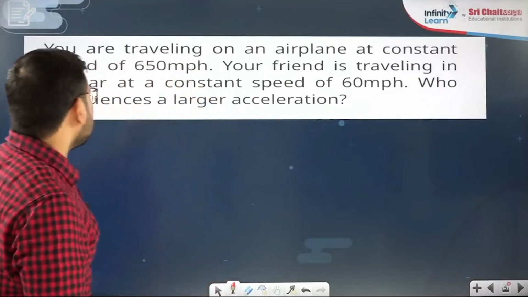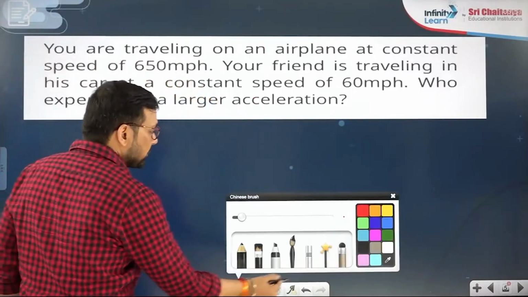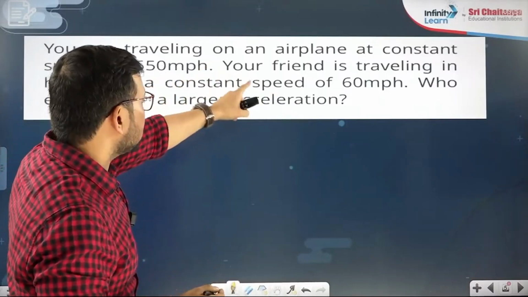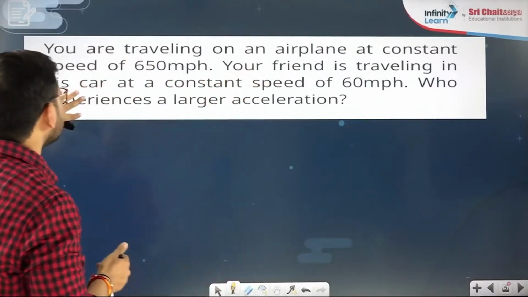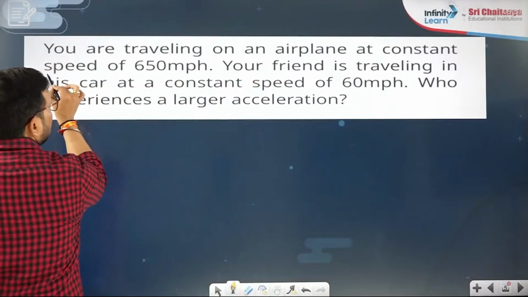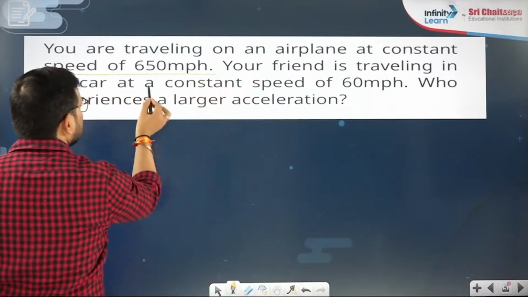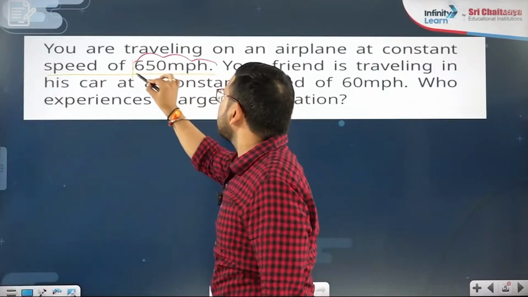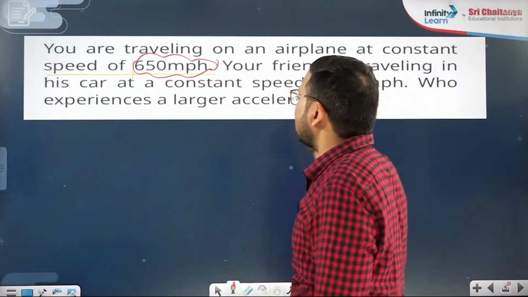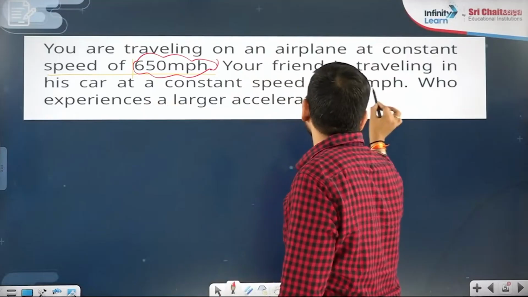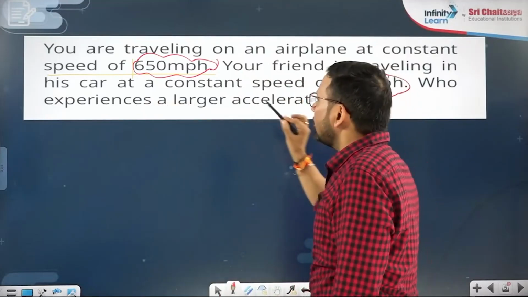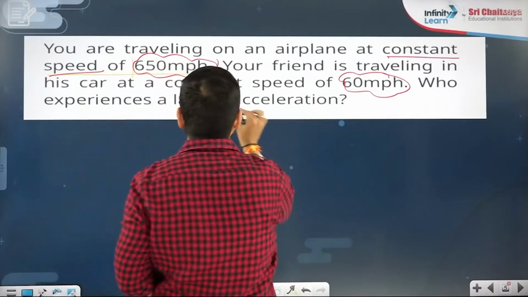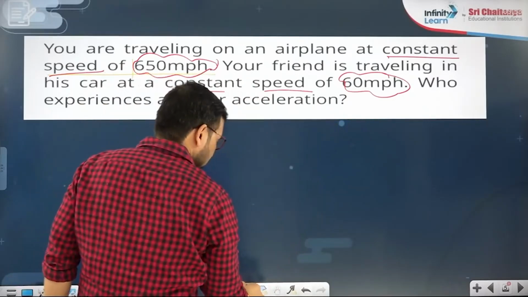This one. Start. Read the question and answer. You are traveling on an aeroplane at a constant speed of 650 miles per hour. So you are moving on the aeroplane at 650, that is the speed, and your friend is traveling in his car at a constant speed of 60. There are two speeds given. Who experiences a larger acceleration? Here also it is written constant speed.